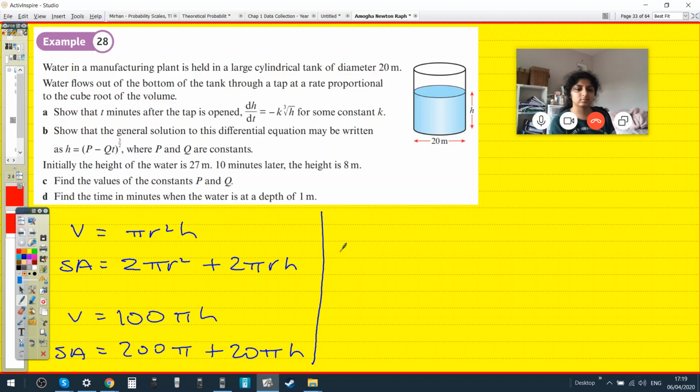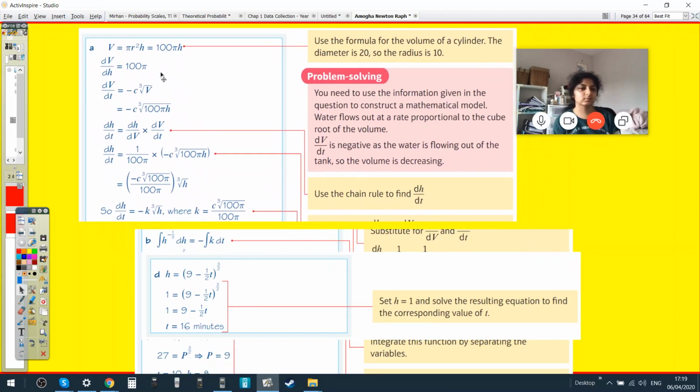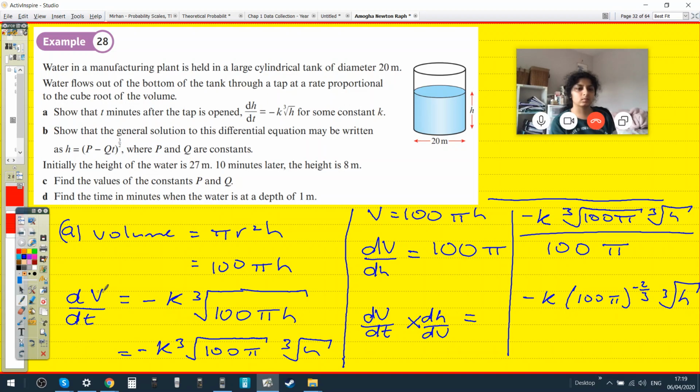I'm just wondering if that helps when it comes time to find k. Do we have to find k? Let's just check. No, I don't think you have to find k. You just have to prove that it's equal to that. They did something weird. So the volume is that. dv by dh is 100 pi. dv by dt.